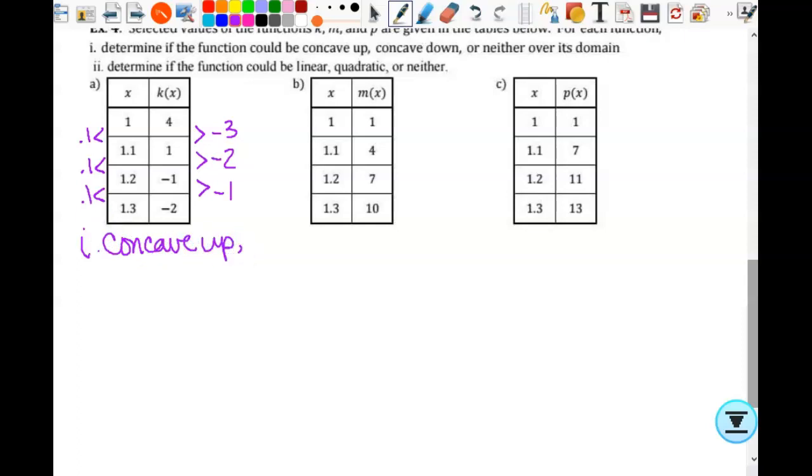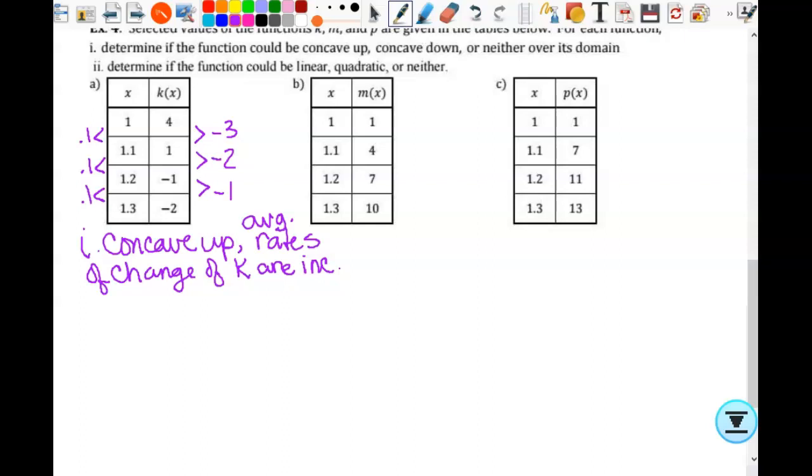Okay, then I have to explain myself. Then I can say average rates of change of K are increasing. Okay, that's how I know. You can't just say concave up. You also have to say how do you know that? It's because the average rates of change of K are increasing. Okay, we okay with that?